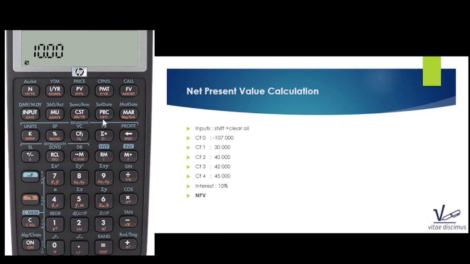So we punch in shift, then NPV to activate those orange buttons. So this investment of hers will give a return of 15,621. It's a positive NPV, meaning that she can invest in it. The present value of all these cash flows from 30 to 45, discounted back to today at 10%, will be more than this 107,000 by an amount of 15,621. So definitely she can invest because it's giving a positive NPV.